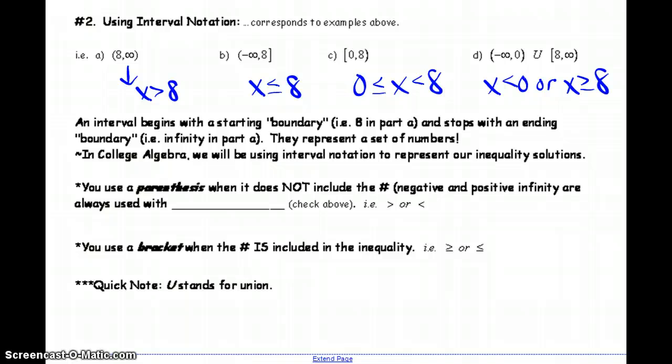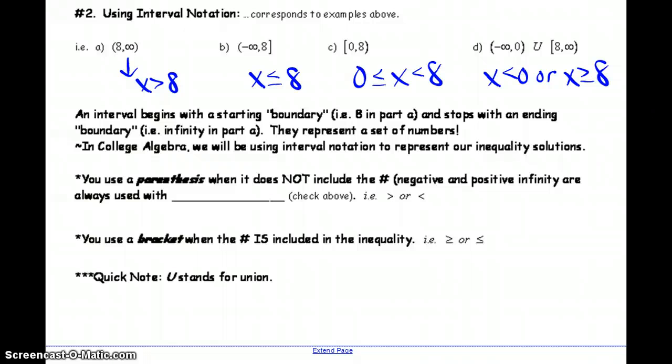An interval begins with a starting boundary. For example, in part A, 8 is your starting boundary, and it stops with an ending boundary. In part A, infinity is your ending boundary. They represent a set of numbers. In college algebra, we will be using interval notation to represent our inequality solutions.